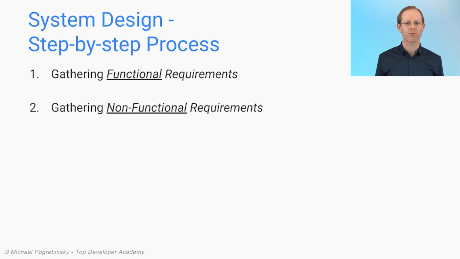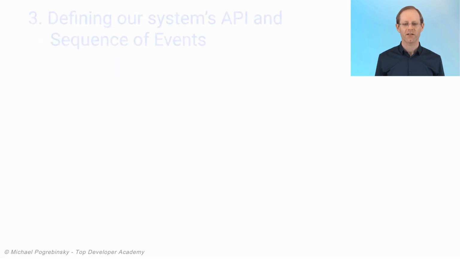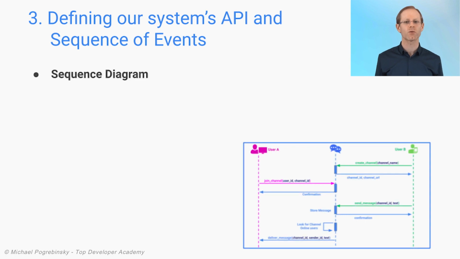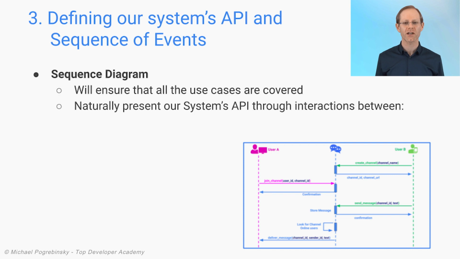The next step in our process is defining our system's API and capturing the sequence of events. The type of diagram we're going to use for this process is called a sequence diagram. Using this diagram, we will ensure that all the use cases in our system are covered, so we don't miss any critical step or behavior. And once we finish this diagram, our API will naturally present itself to us in every interaction between our users and our system.